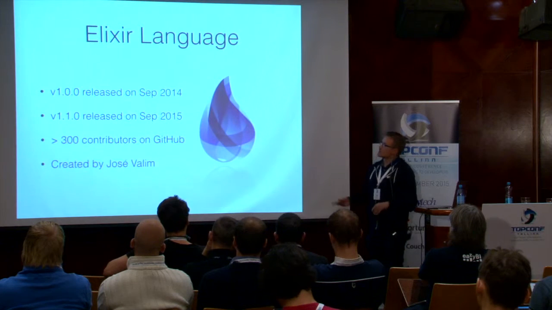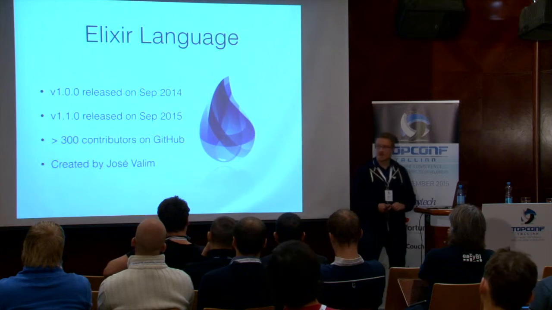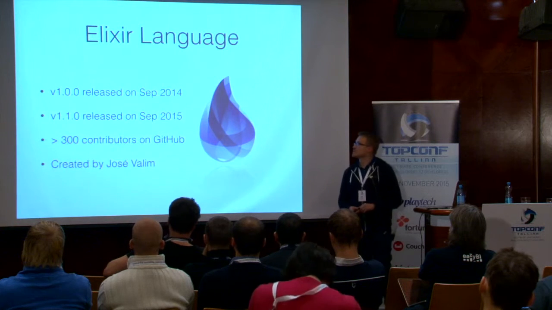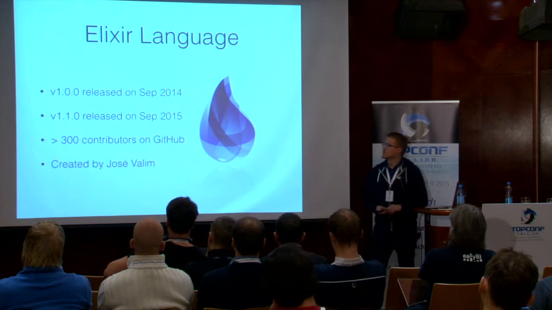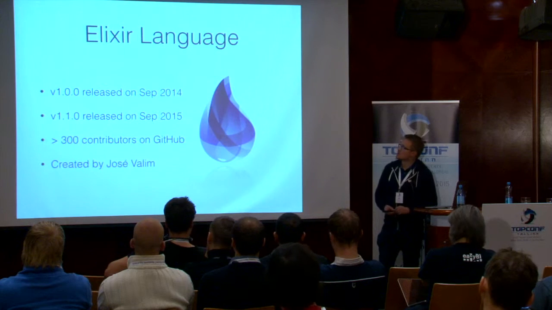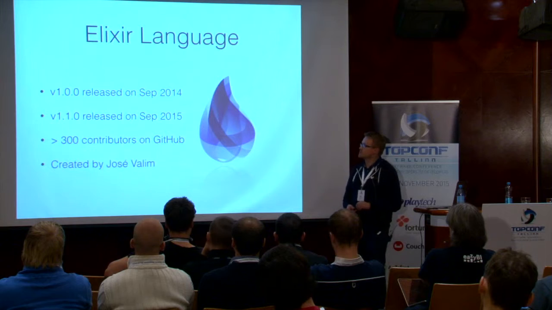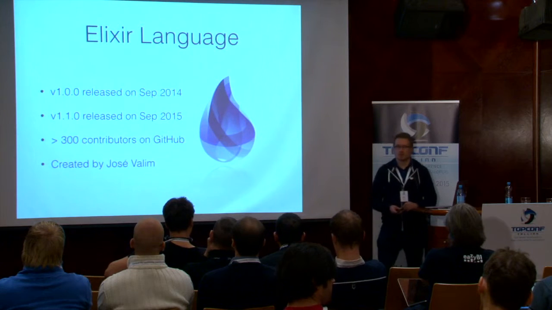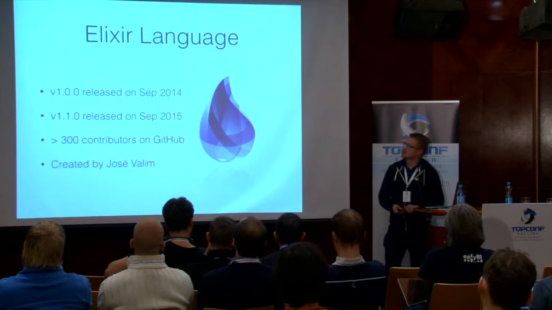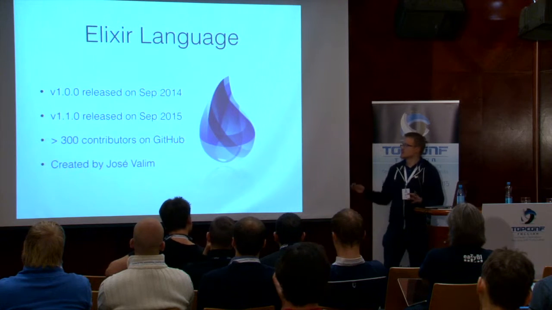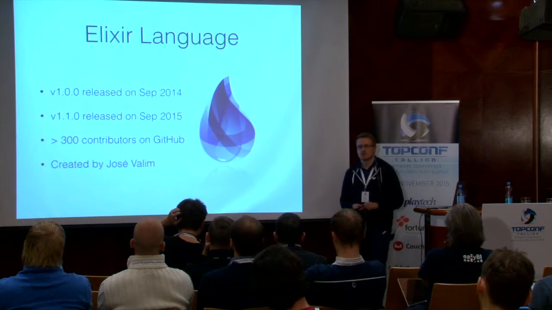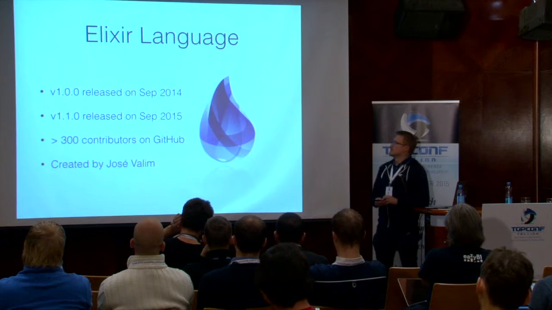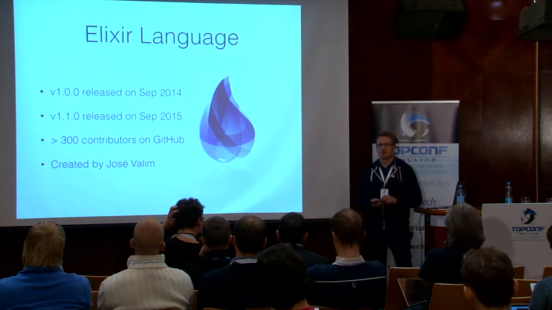Like the topic of the presentation already indicated, Elixir is a fairly new language. The 1.0 release was in September 2014. The latest stable release came out in September this year. There are more than 300 contributors for the Elixir project on GitHub. And the language has been created by Jose Valim, who is one of the core developers of the Ruby language, and that's kind of natural. So Elixir, especially the syntax, borrows a lot from Ruby.